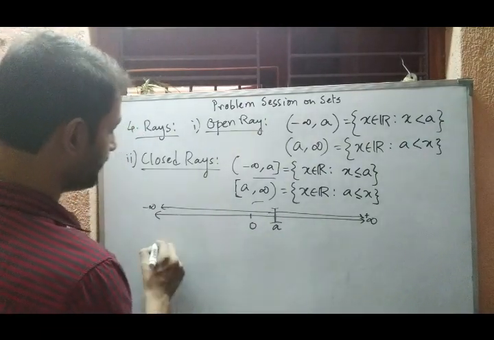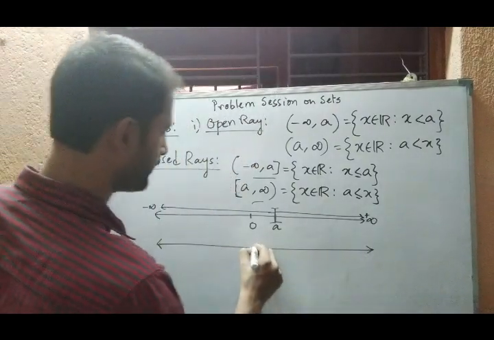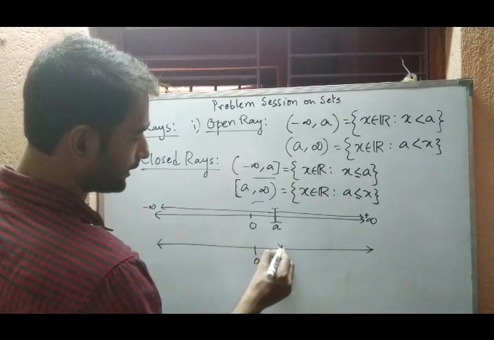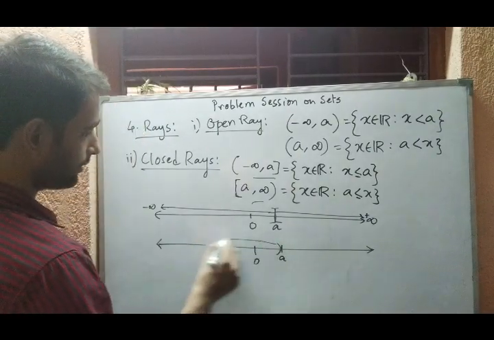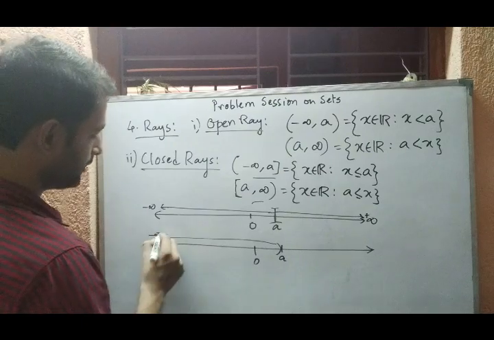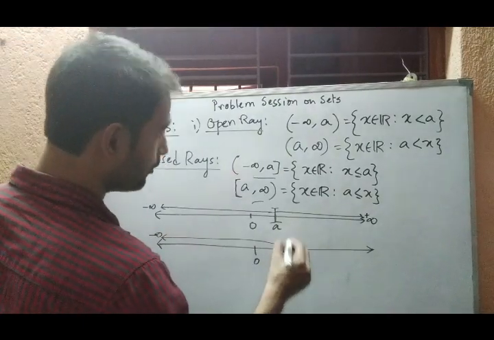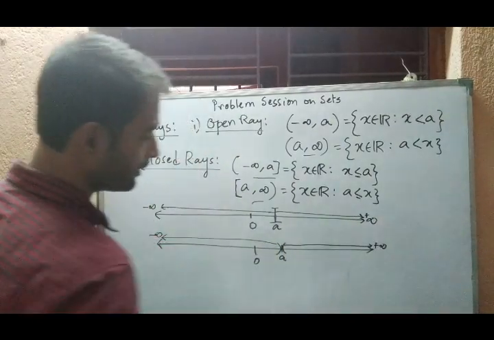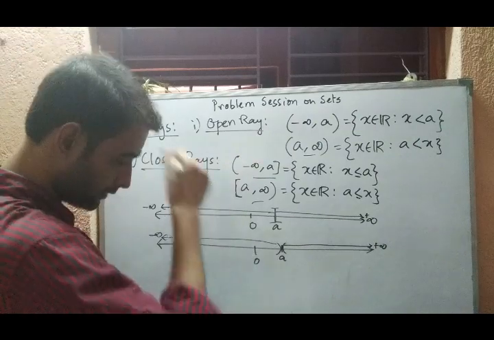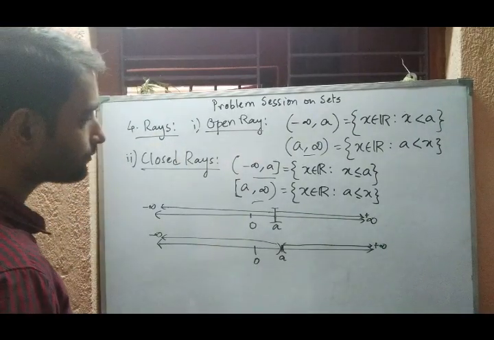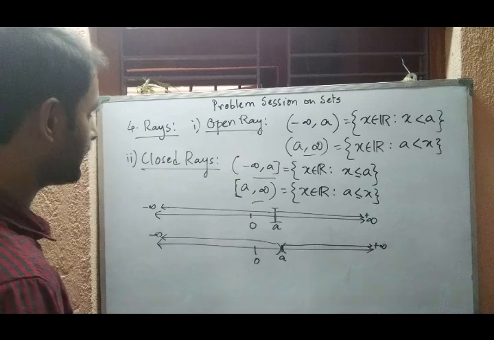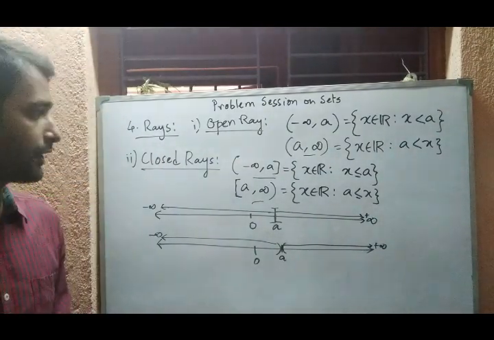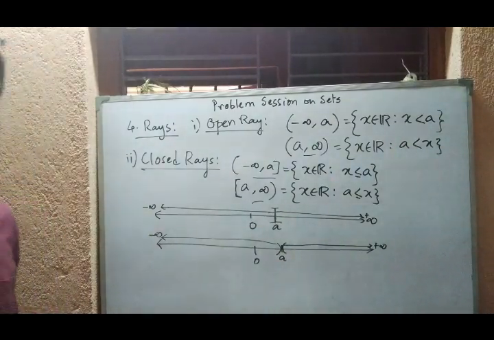Similarly, if you take the open ray, say a is here, we won't take a, take just the next point to a, and it will go up to minus infinity. And also for the open ray (a, ∞), this will go up to plus infinity from a. After a, it will not include the point a. So these sets are called rays. Next we will see some set operations using intervals.